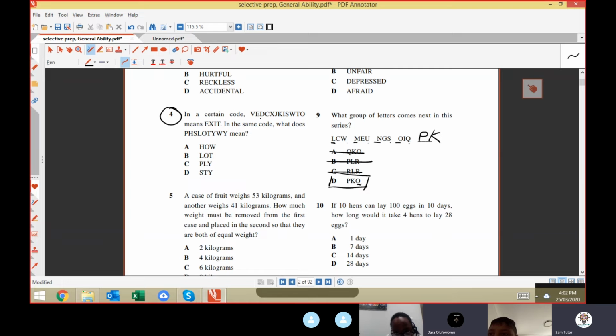Wait, quick question. So we basically take out letters and then make one word. Yeah. So E, X, I, T is 4 letters, and it's 12 letters to 4 letters. Next to V there's E, and then next to C there's X, and then next to K there's I, and then next to W there's T. Good job. Yeah, I think so.